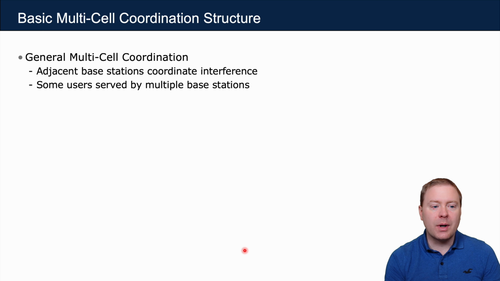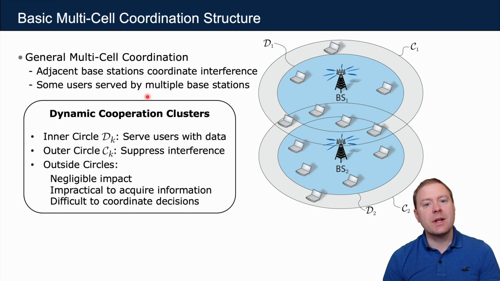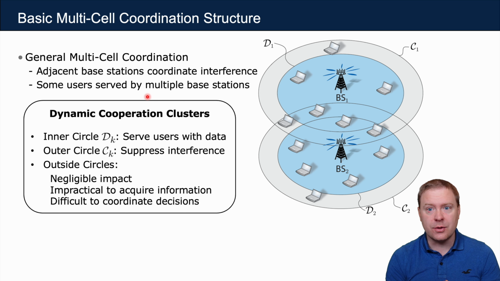So what we are looking for is some kind of general multi-cell coordination method here, and we would like to keep in mind that adjacent base stations might be coordinating the interference that they cause to each other, to limit that to a large extent through beamforming. And some of the users might be served by multiple base stations. We can capture this in a very general way using the concept of dynamic cooperation clusters.